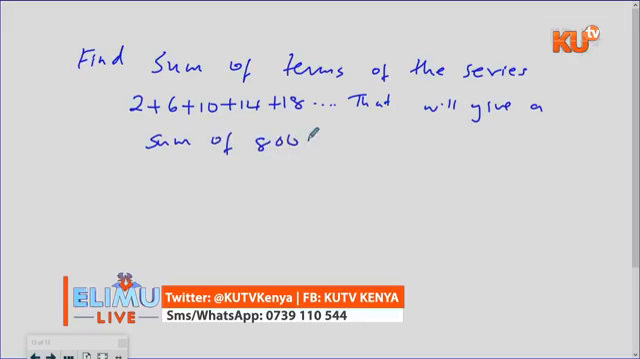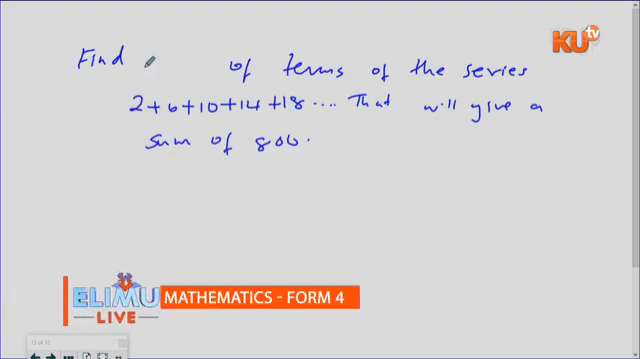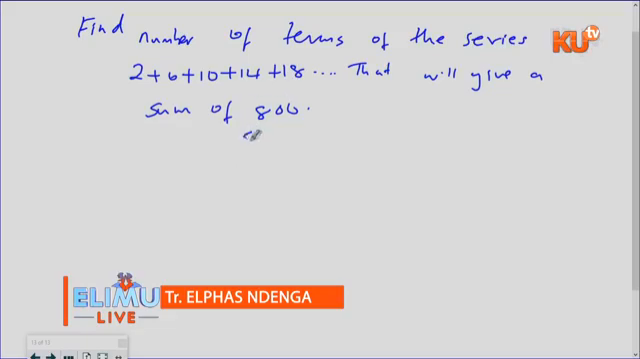There's a correction on that question. I think this is find the number of terms, because we have been given the sum, which is 800. Then it means we need to determine the number of terms. Find the number of terms of the series 2, 6, 10, 14, 18 that will give a sum of 800. If we look at this again, our first term A is equal to 2.